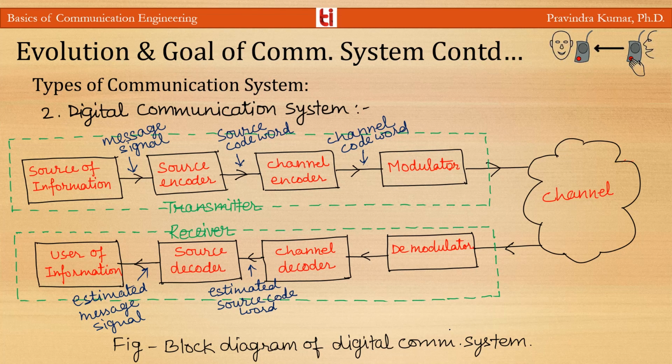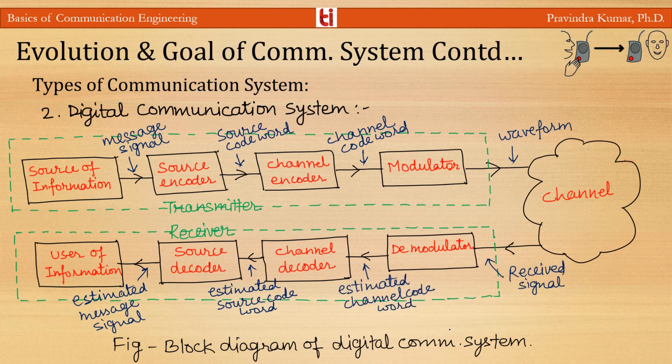The sequence of analog symbols produced by the modulator is known as a waveform, which is suitable for transmission over the channel. The modulation techniques are amplitude shift keying, frequency shift keying, or phase shift keying. At the receiver end, the channel output, that is the received signal, is given to the demodulator to produce an estimate of the channel code word.